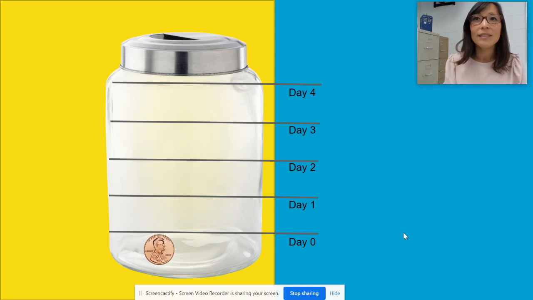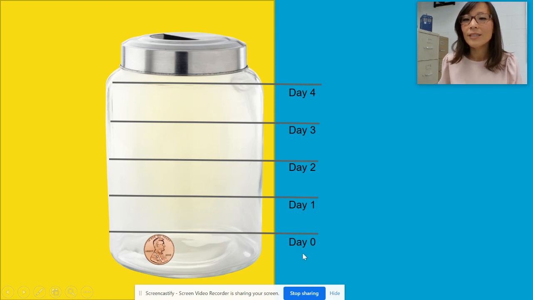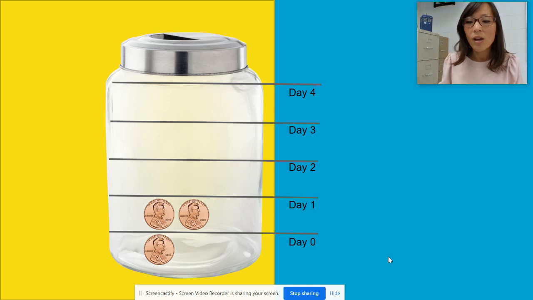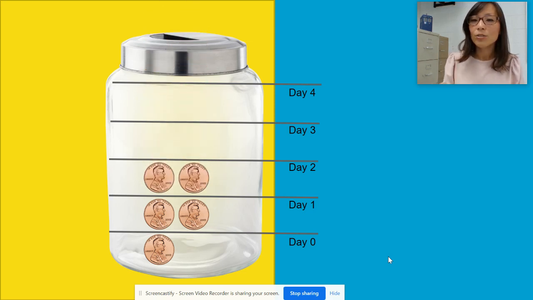and he is going to be given 2 pennies per day. So what we want to do is demonstrate this with the penny jar. On day 0, before he even begins earning pennies per day, he will have 1 penny in the jar. However, on day 1, he will get 2 pennies, and so here you can see that he has a total of 3 pennies. Day 2, he gets to earn another 2 pennies.